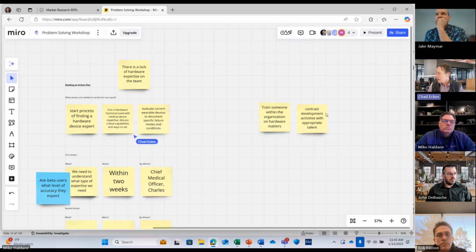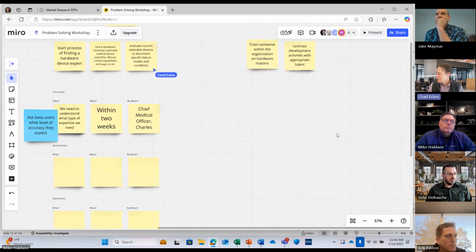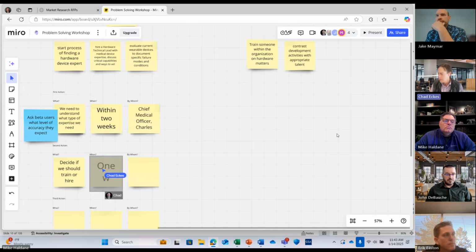Is it evaluate current devices to document failure modes? Is it start a process to find a hardware device expert? Or maybe we need a step in here about deciding whether we need a hardware expert, or we need to hire someone, or if we can train someone. Because that kind of seems logical to me, right? Just at a high level. Yeah. And then we could say again, like we take 1 week to vet that, and that's CMO and CEO, right?